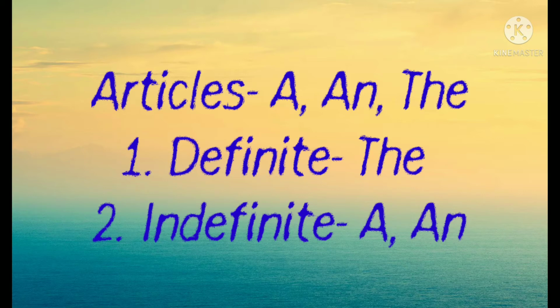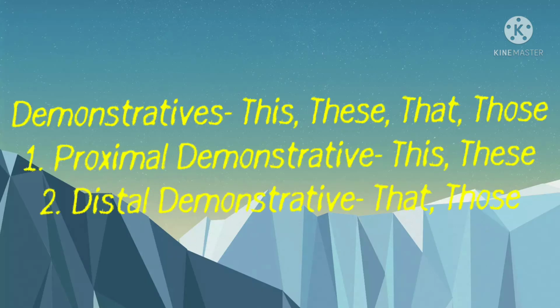Now these 3 articles can be divided into 2. One is definite article, that is the. Another 2, that is a and an, are called indefinite articles.